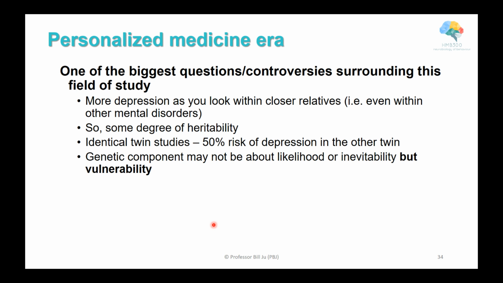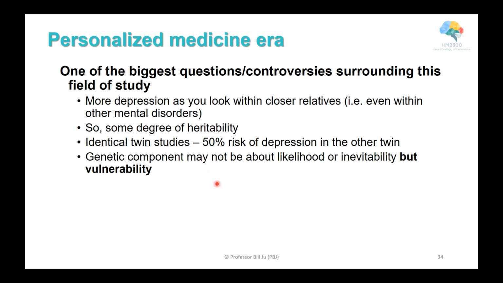If you look within families, there seems to be a correlation: if you have an affected individual, a closer relative might develop some kind of mental health related disorder, or they might have schizophrenia, even undiagnosed schizophrenia. So it suggests that there is some genetics, some heritability, associated with mental health disorders.